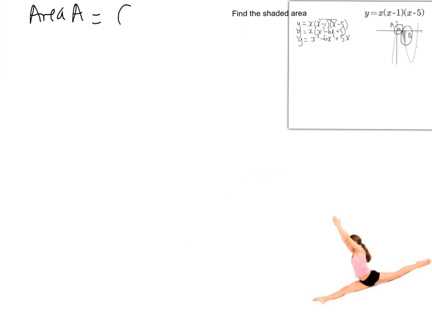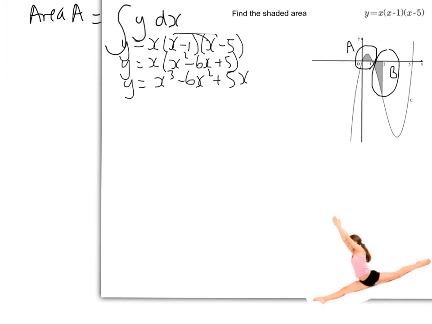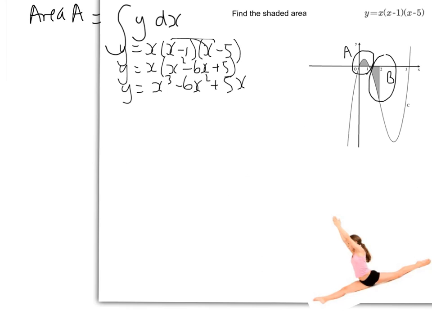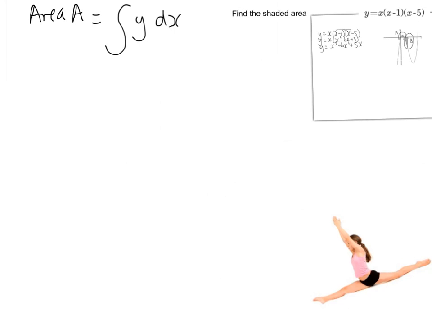So area A is found by integrating the curve with respect to x, and the limits for area A were 1 and 0. So we're going to integrate it between 1 and 0. Okay, so 1 and 0. So we're going to integrate x cubed minus 6x squared plus 5x, and we're going to integrate it between 1 and 0. Okay, so there's a 1 there.